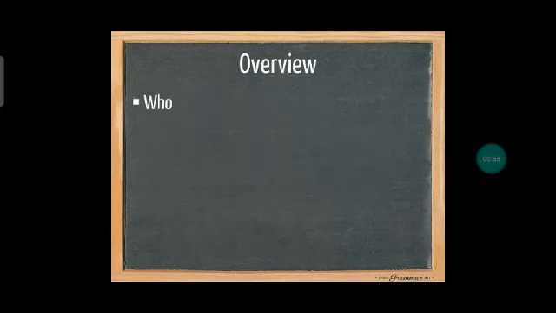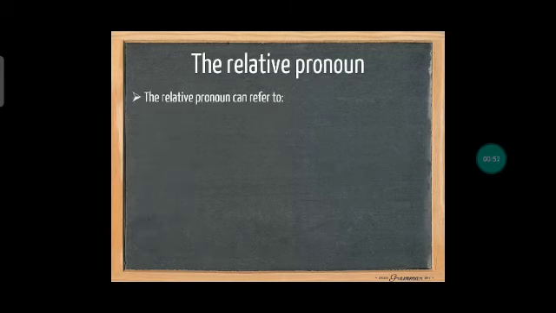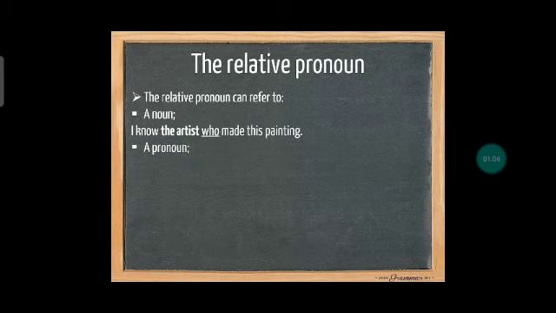We have relative pronouns, which are who, which, that, whose, whom, and what. These are the relative pronouns. The relative pronoun can refer to a noun. When I say, I know the artist who made this painting, who refers to the artist, which is a noun here. So who can refer to a noun, or a pronoun.